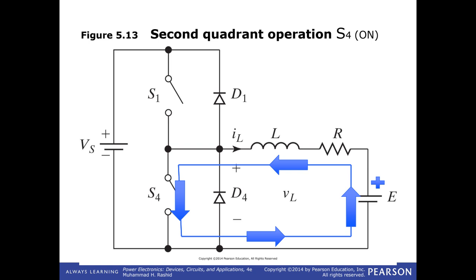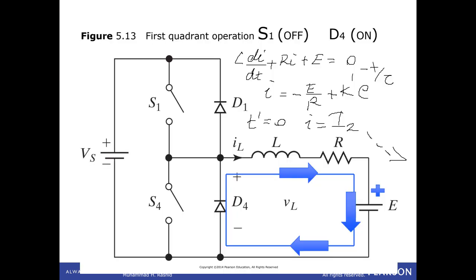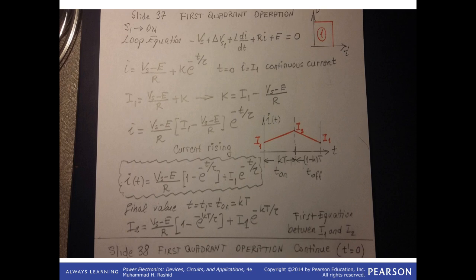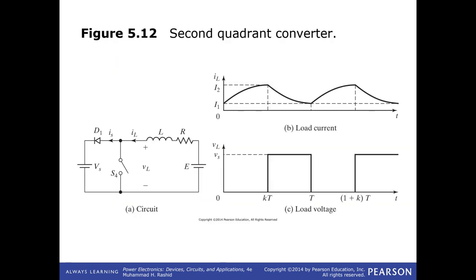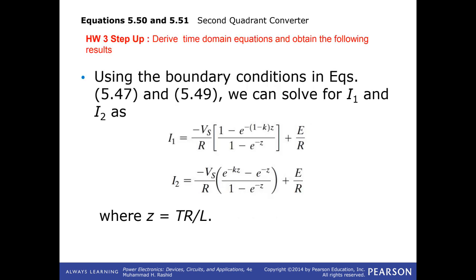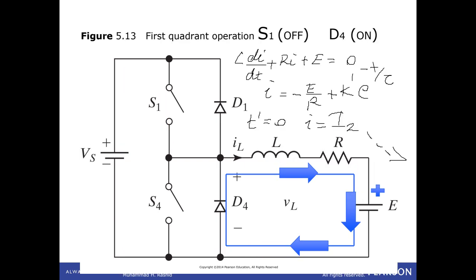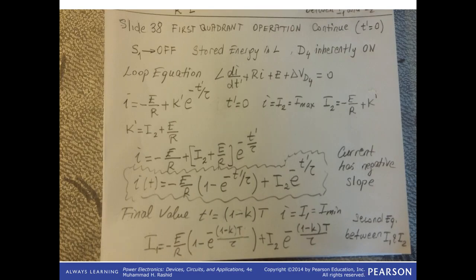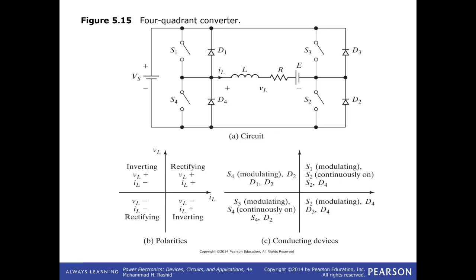Now the first quadrant is all right. So far, we have completed the first quadrant operation. That's right. The first quadrant operation we have completed. S1 modulating, S2 continuously on. Actually, S2 here, although it's not shown by Ahmed, but S2 is continuously on.